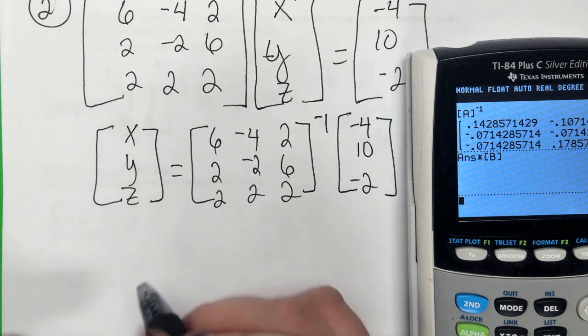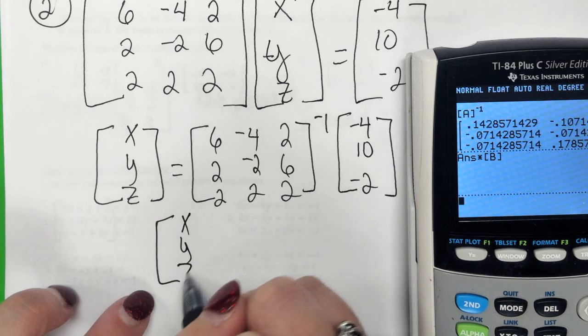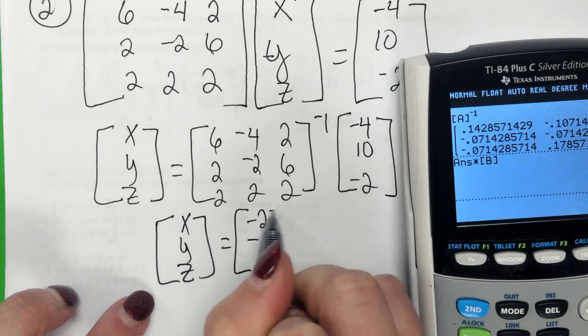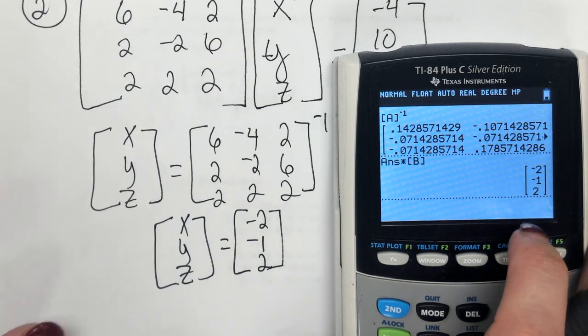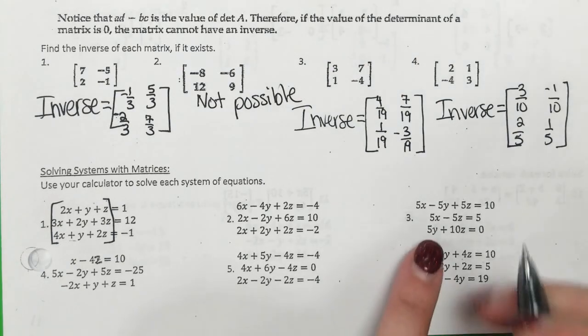Alright, what'd y'all get? -2, -1, 2. Perfect. Perfect, perfect. Y'all okay? Alright, if you're still having issues, you might want to try another one, okay? So, just for giggles, we're not going to do this problem.